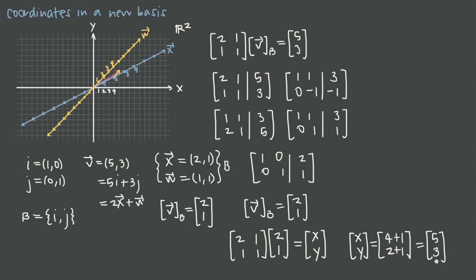So in the standard basis, it's 5, 3. In this alternate xw basis, it's 2, 1, and we can convert back and forth between those two. Now keep in mind that there's one other useful thing that we can do with this transformation matrix. We call this a transformation matrix, or more specifically, a change of basis matrix, because it's helping us to change our base from the standard basis to this alternate basis. So this is our change of basis matrix.